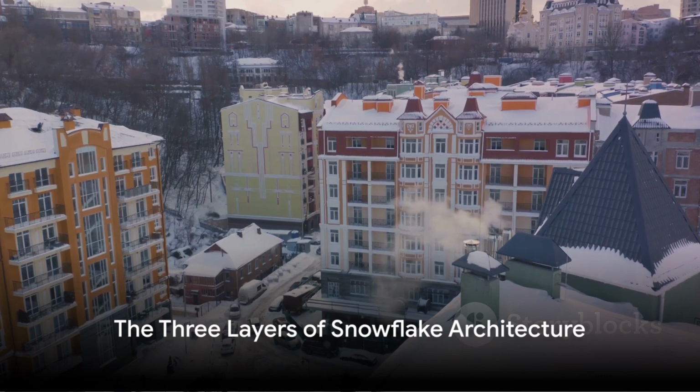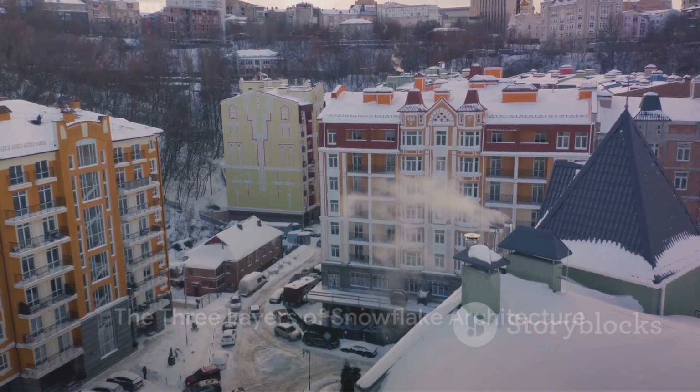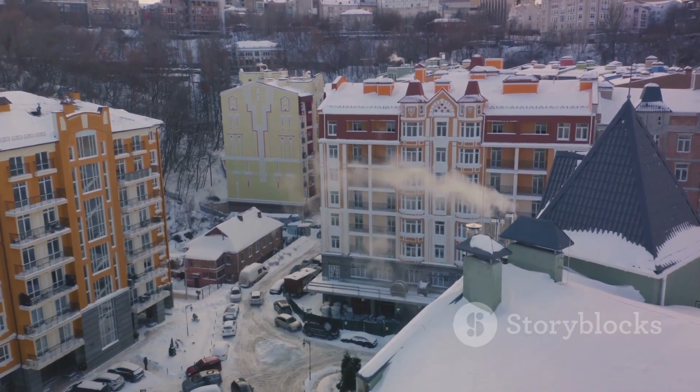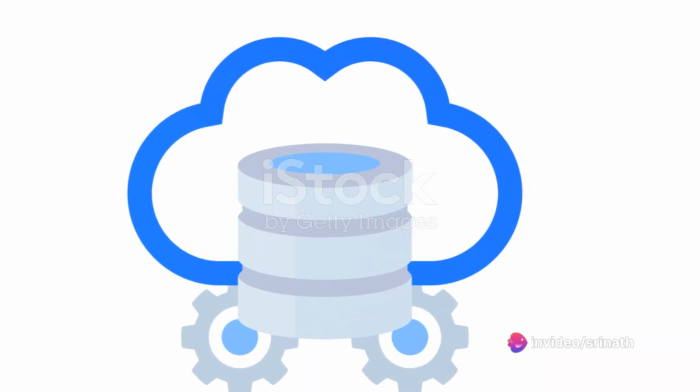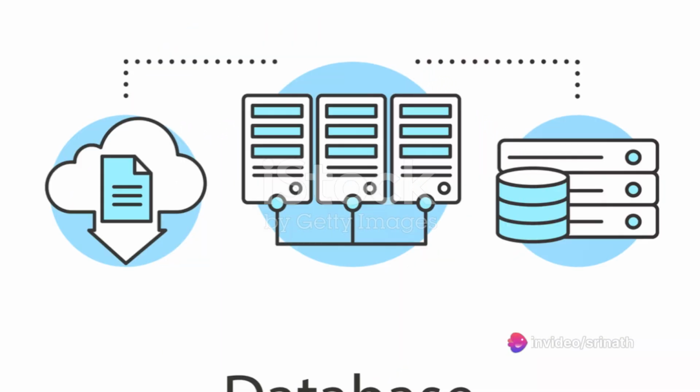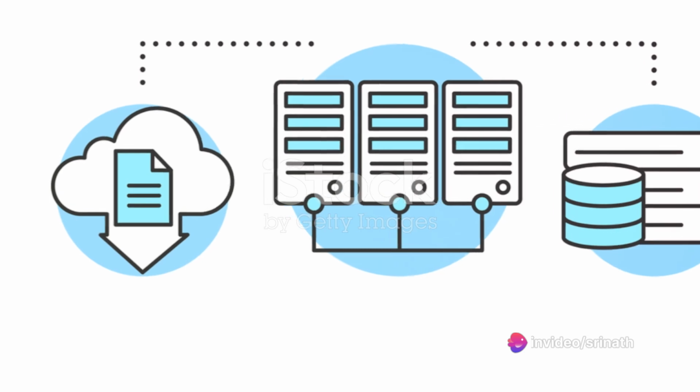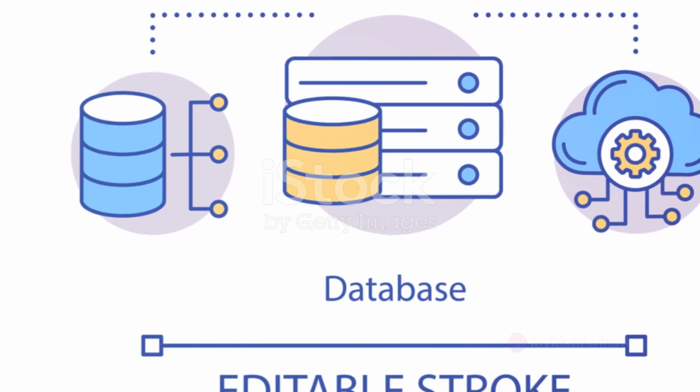Snowflake architecture is divided into three layers. Can you guess what they are? Let's unravel this together. The first layer, the database storage layer, is where all the data lives. It stores structured and semi-structured data, providing limitless elastic storage.